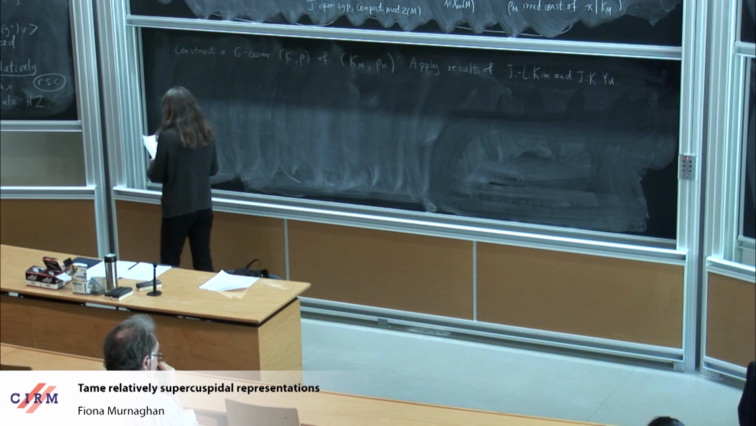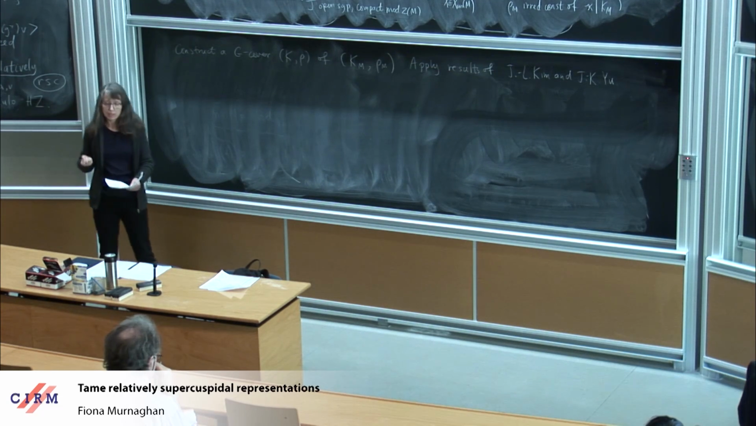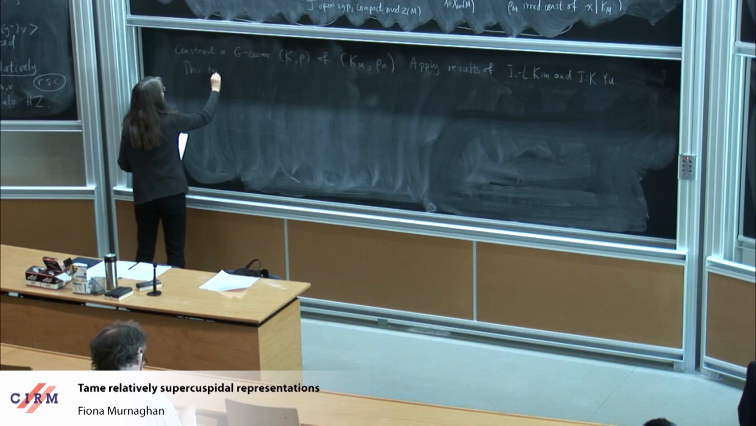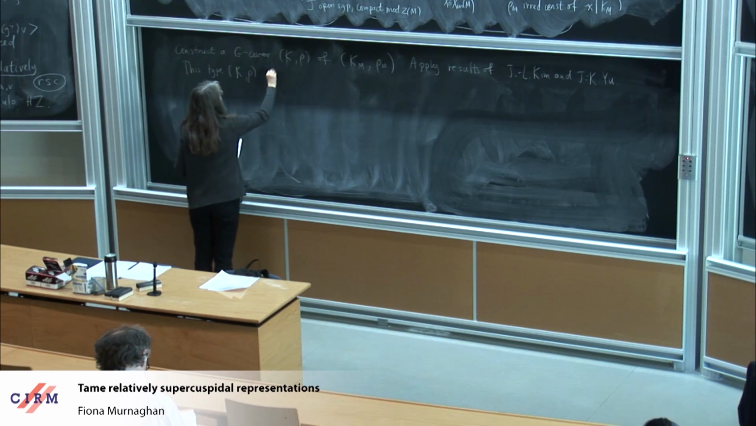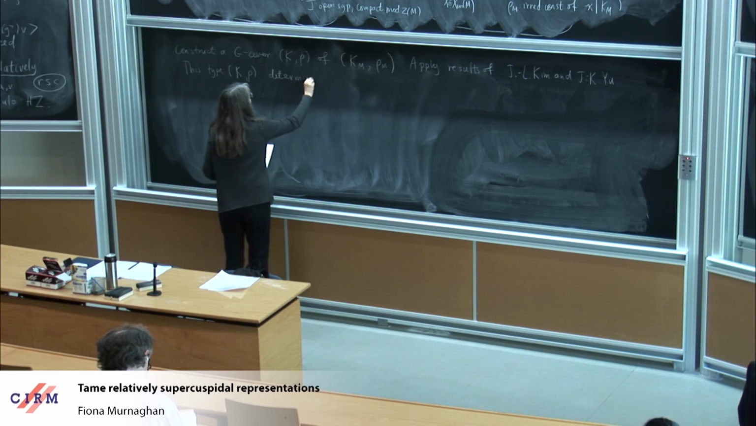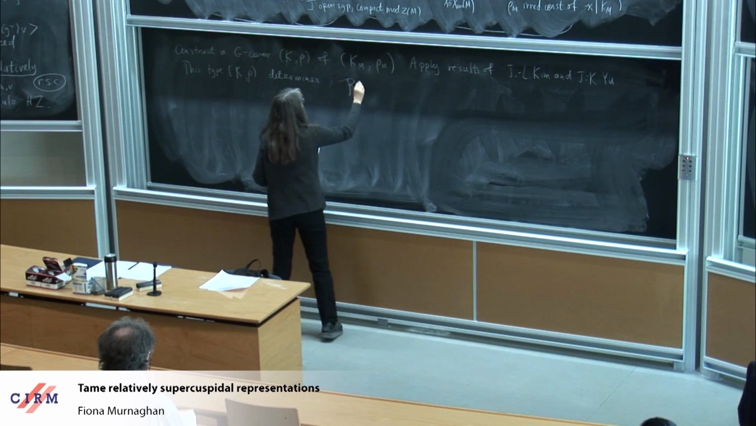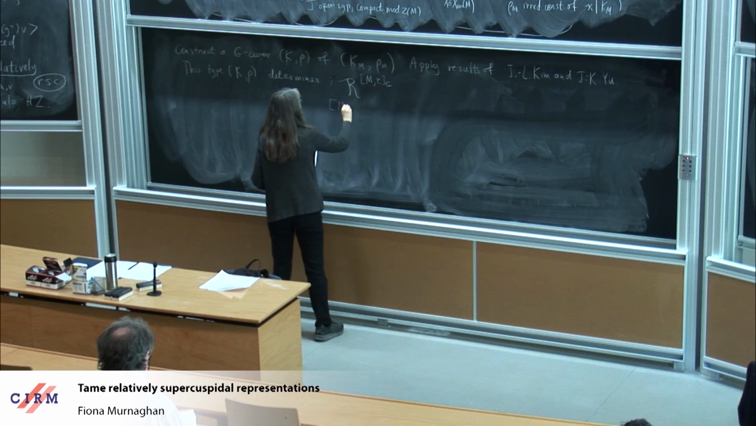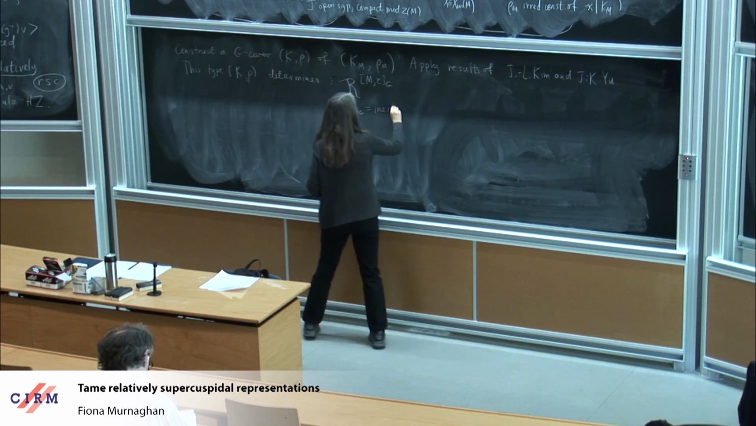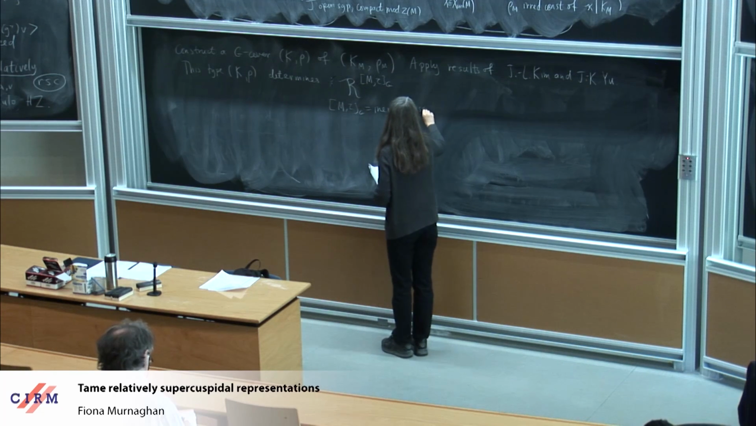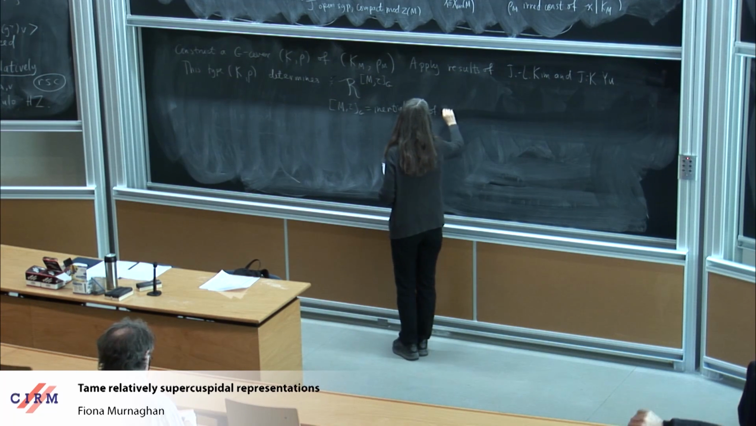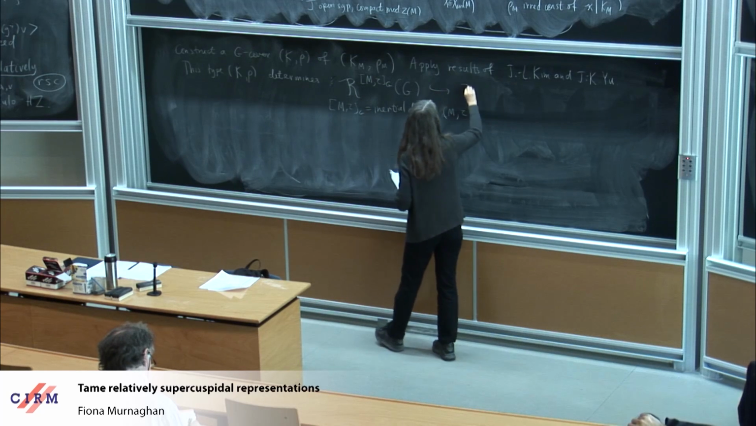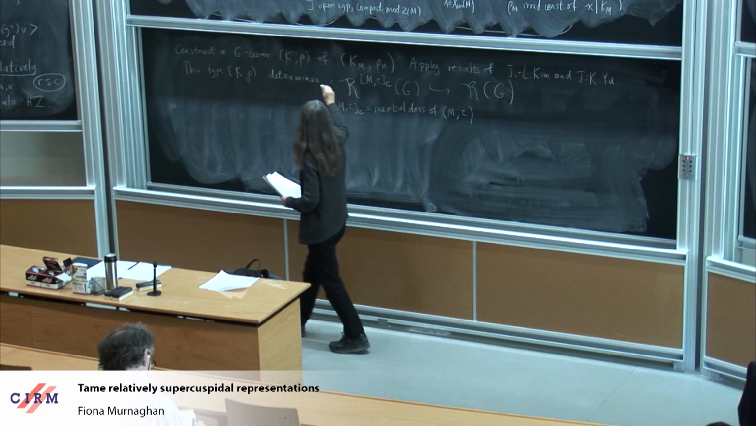Okay. And in this case, because the type is large enough, this type, K rho, actually determines the Bernstein component associated to this inertial equivalence class of this pair, in the category of smooth representations. All right, this is just the Bernstein component.